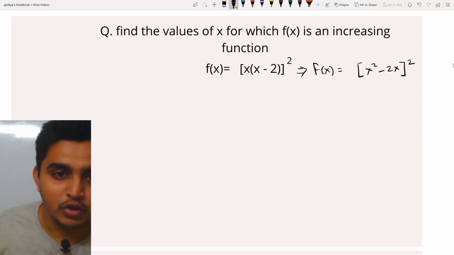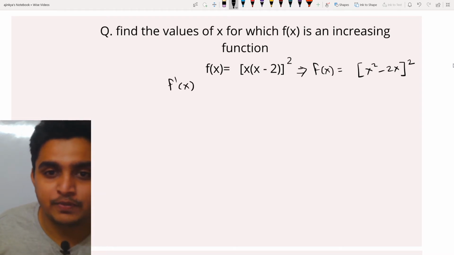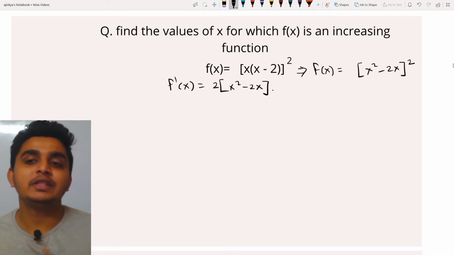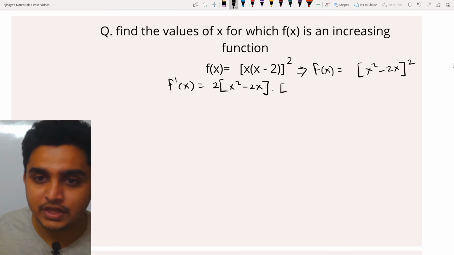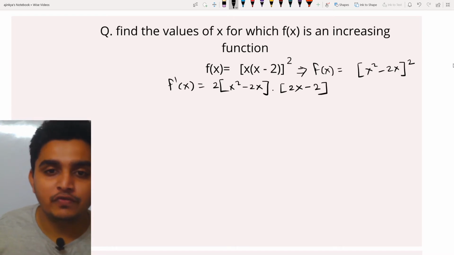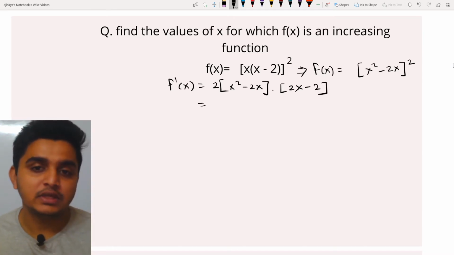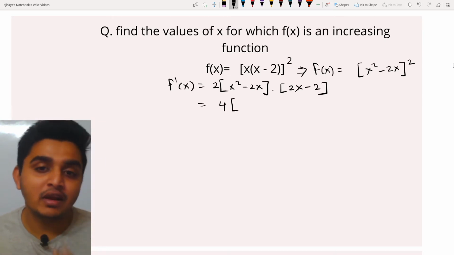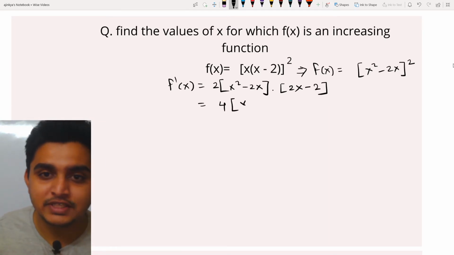So f dash of x is going to be 2 times x square minus 2x, times, now we have to differentiate the inside function, which is x square, derivative is 2x, minus 2x, derivative is going to be 2. So if we take out 2 common from the last term, we get 4 over here, and the first term we can again write as it is, which is x times x minus 2.